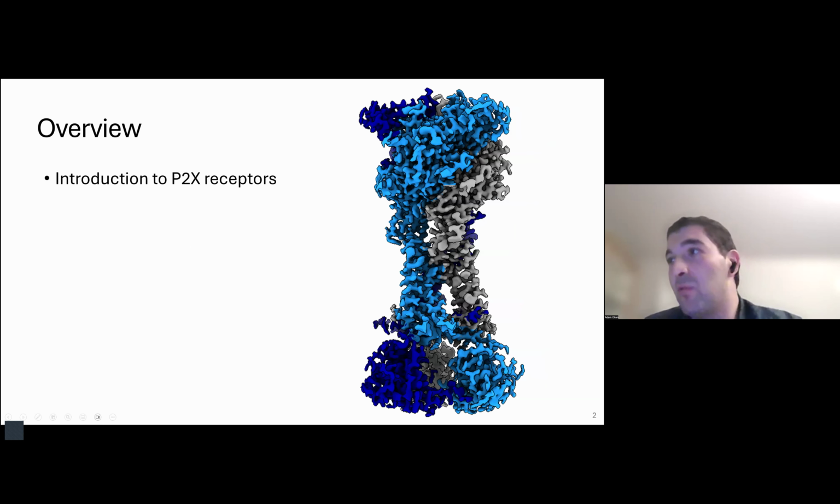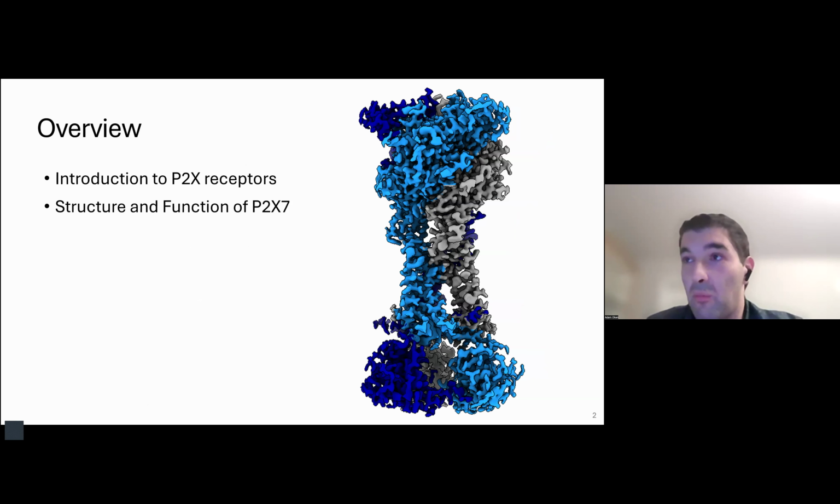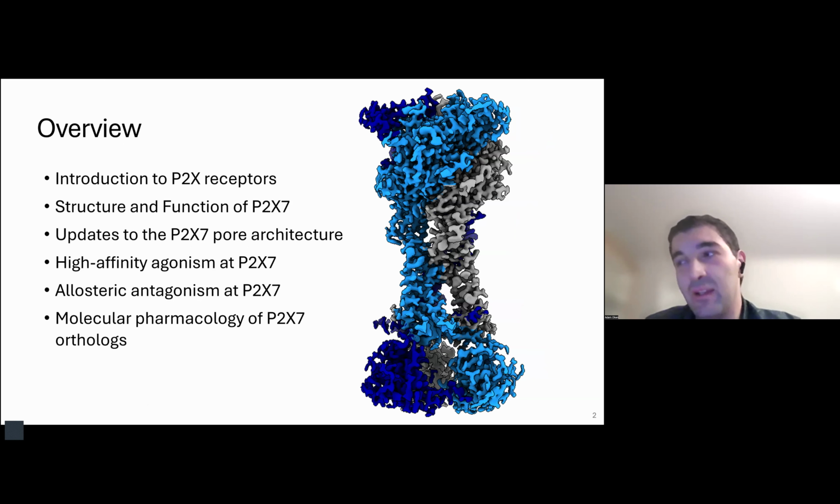Okay, so to give a quick overview of the talk, I'm going to start with an introduction to what is a P2X receptor, and then we'll focus in on the structure and function of the P2X7 receptor subtype particularly. And then finally, we'll shift into 4 short stories about the receptor's pore, allosteric antagonism, high-affinity agonism, and understanding the molecular differences between P2X7 receptor orthologs and why it's important to study the human orthologs when available.